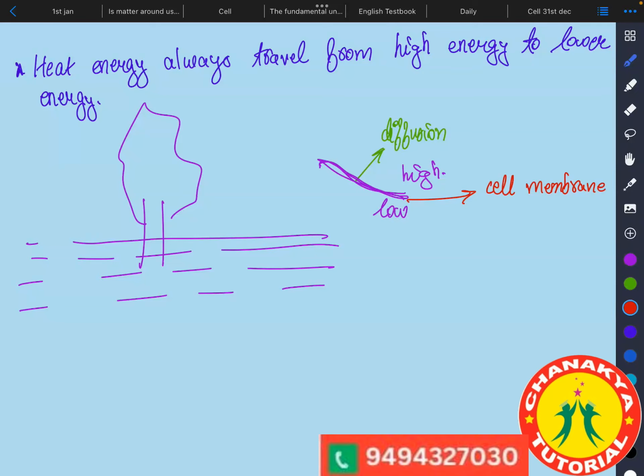Okay, this is the cell membrane. This membrane allows some specific kinds of materials to pass. Let's understand this cell membrane with the help of an example. Let's take an automatic gate. The gate opens up whenever someone comes, and the gate also has some kind of camera which recognizes you.